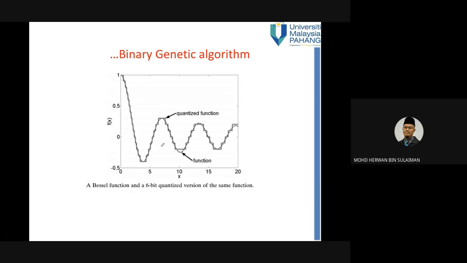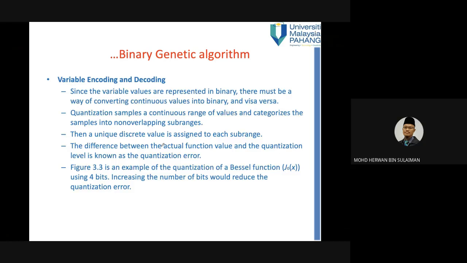Okay, and then this is the encoding. For variable encoding and decoding, since the variable values are represented in binary, there must be a way of converting continuous values into binary and vice versa. That's why we call it encoding and decoding. Quantization samples a continuous range of values into non-overlapping subranges, which is very important, and a unique discrete value is assigned to each subrange. The difference between the actual function value and the quantization level is known as the quantization error.